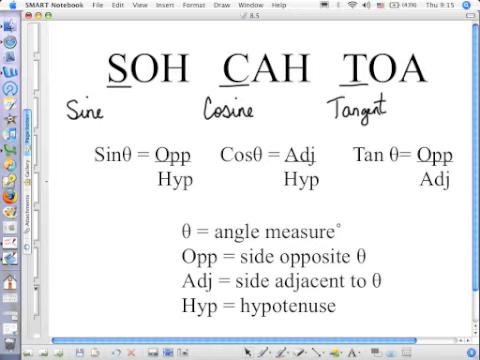SOH stands for sine opposite hypotenuse. Cosine: the cosine of our angle is equal to the adjacent side, the side adjacent to our angle, over the hypotenuse. CAH stands for cosine adjacent hypotenuse. And with our tangent function, the tangent of our angle is equal to the side opposite that angle over the side adjacent to that angle. So, SOH CAH TOA.